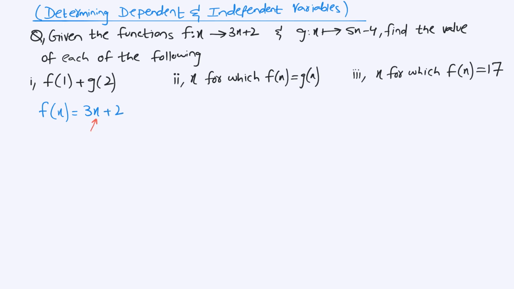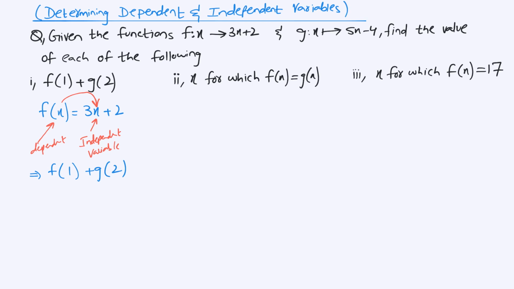This x is your independent variable and your f of x is your dependent variable, because f of x depends on the values of x. Now f of 1 plus g of 2 is the question. So f of 1 means simply to plug 1 into the function f of x, and g of 2 means simply to input 2 as your value in function g of x.